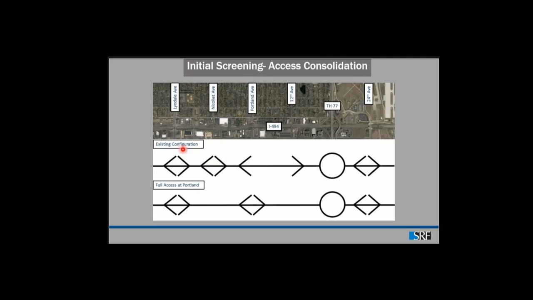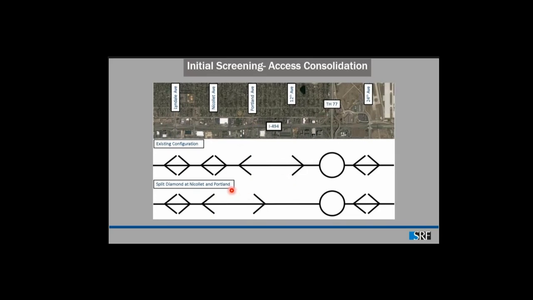Now this is our existing configuration. As I mentioned before, we have full access in Lindell, full access in Nicollet, and we have a split diamond between Portland and 12th. In our Portland alternative, we give full access to Portland, and we take out access from Nicollet and take out access from 12th. In our Nicollet alternative, we keep full access in Nicollet, and we take out access from Portland and 12th. In our split diamond alternative, we take out the partial access from Nicollet, and then we give partial access to Portland in the east direction. In that case, Nicollet and Portland work as a split diamond.